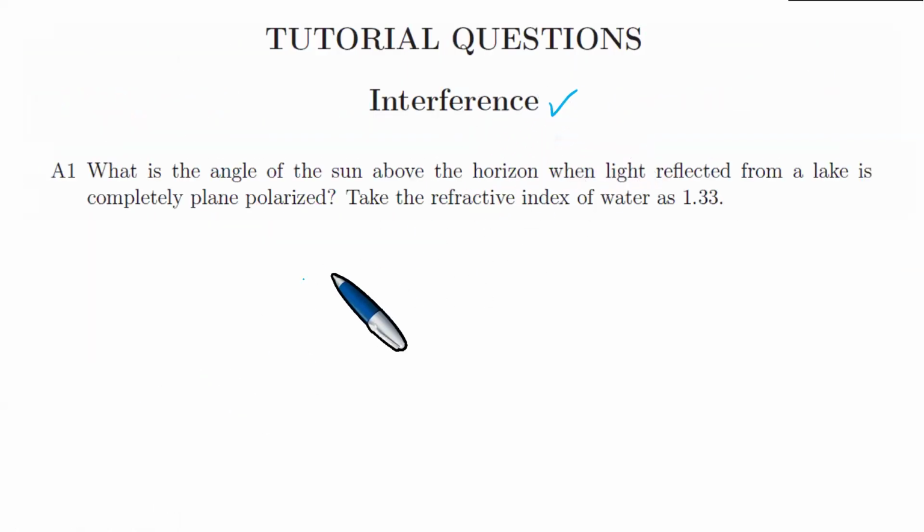Tutorial questions, interference. Let's look at A1. What is the angle of the sun above the horizon when light reflected from a lake is completely plane polarized? Take the refractive index to be exactly 1.33. I want us to look at these very carefully.